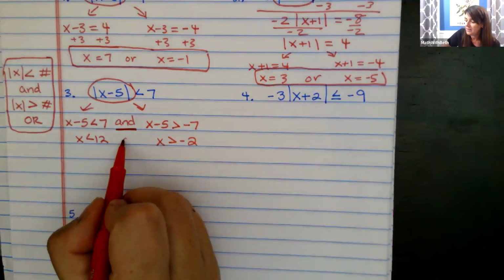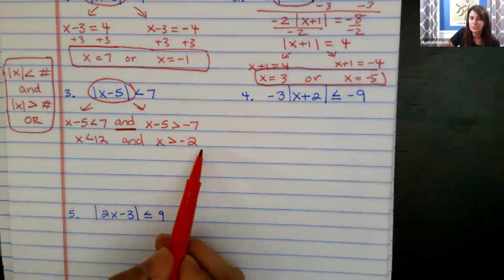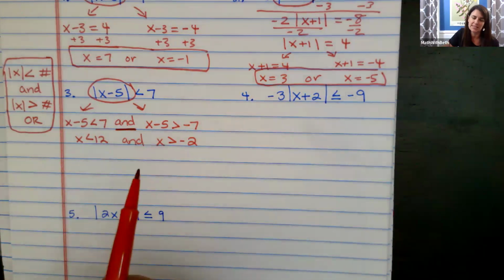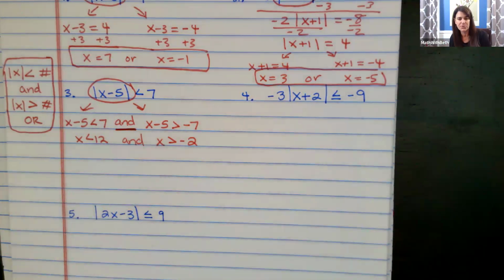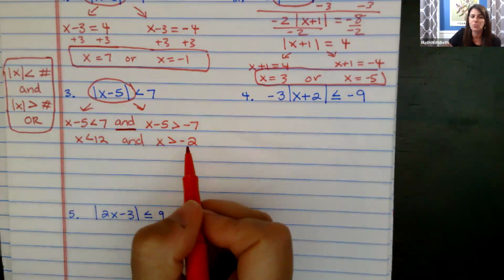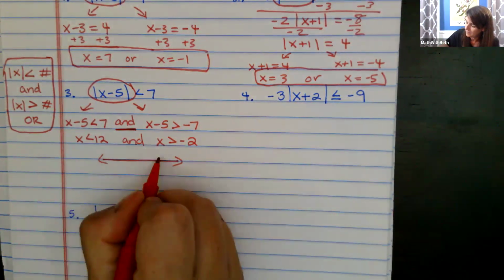So my final answer needs to be the numbers that do this and also do this. And sometimes there's not going to be any numbers that will do both of those things at the same time. And in that case, it's no solution. So are there numbers that are less than 12, but also greater than -2 at the same time? Yes.